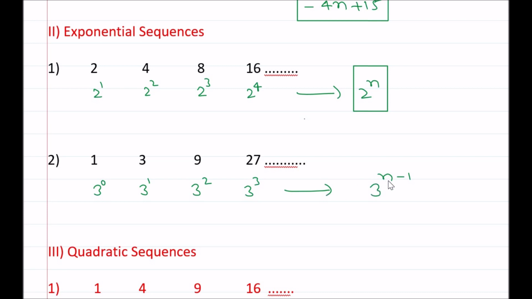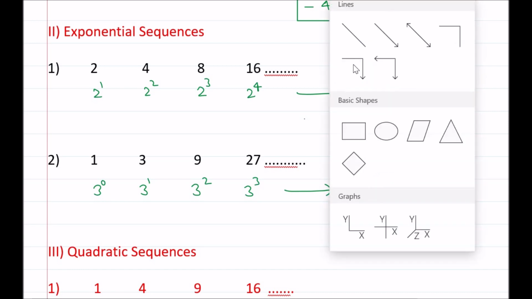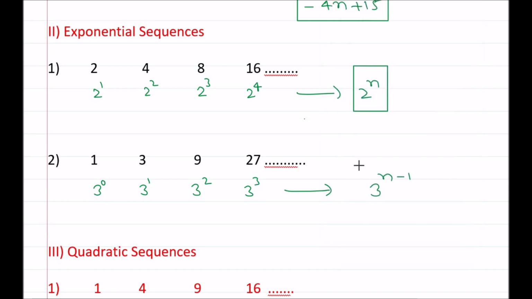Now you can check. When n equal to 1, 3 power 1 minus 1, that is 3 power 0, which is 1. So first term we got. If you put n equal to 2 in this, you will get 2 minus 1, that is 3 power 1. So 3 power 1 is 3. So we are getting the terms. That means this is working. So we are done with this part.